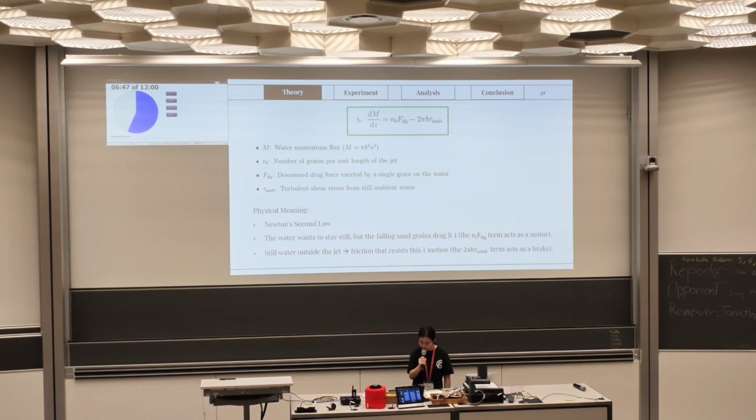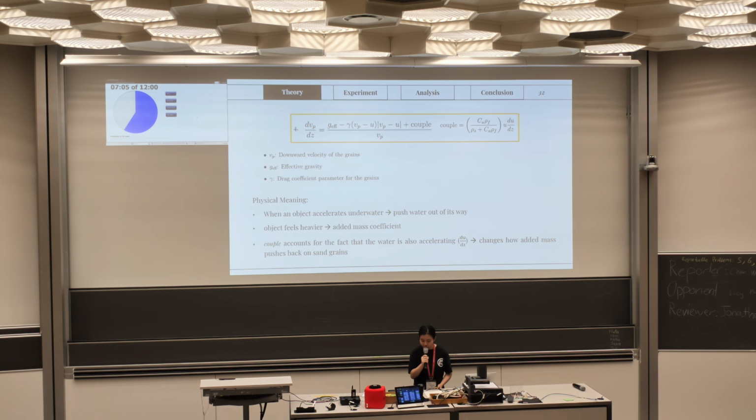There are two competing terms. The first term represents the driving force, as each falling sand grain exerts a downward drag force on surrounding water. The second term represents the braking force, since the still water outside the jet boundary exerts a force that resists the downward motion of the jet.